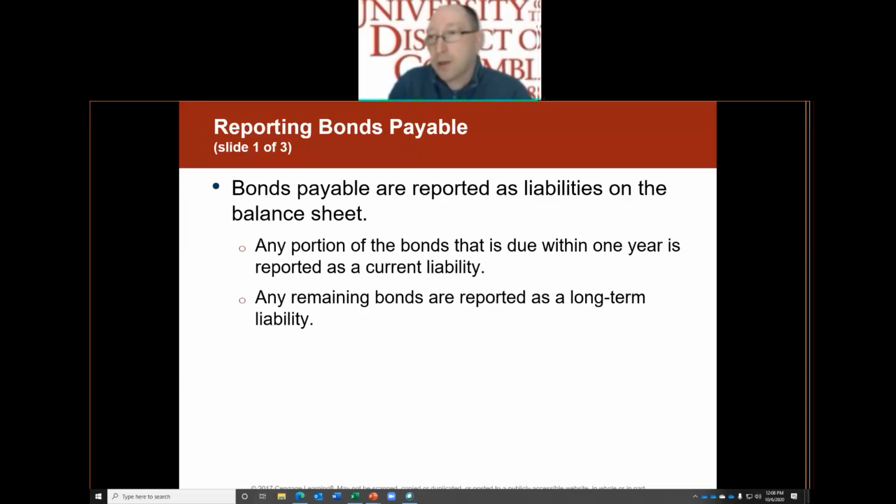So what do you think about it? If you have a bond that's 5 years, that first year or that first 12 months is the current portion of long-term debt. The current portion of the long-term debt is that first 12 months. 12 months, as you know, is current liability. Longer than 12 months, long-term liability.